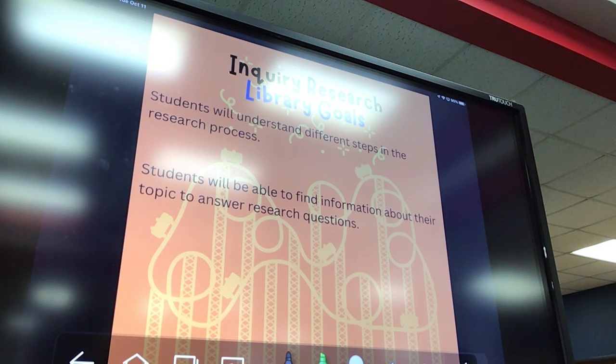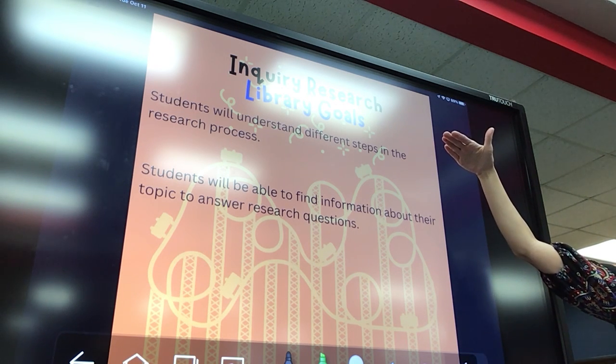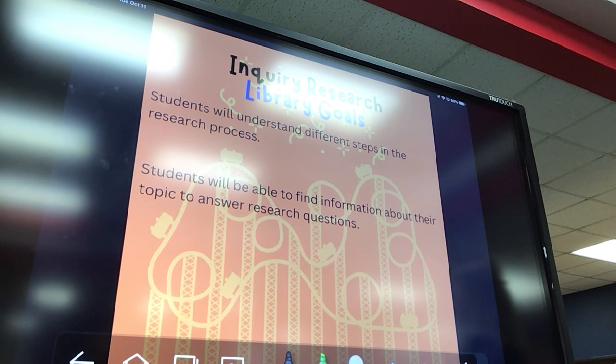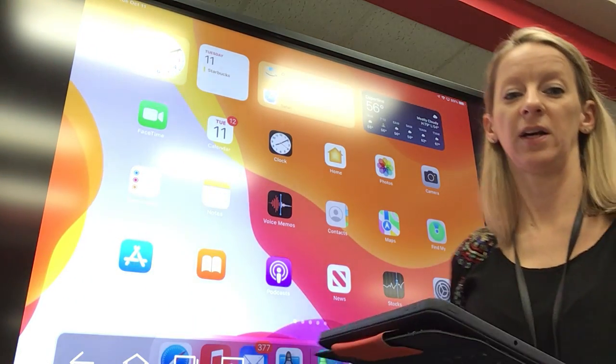Okay, so my library goals for you. I want you to walk away knowing the different steps to the research process. Like, how do you go about doing research? And then I also want you to be able to find information on what you're researching. So, y'all ready? You excited? Okay, so go ahead, and we're going to open up our iPads. Go ahead and go to My Locker.